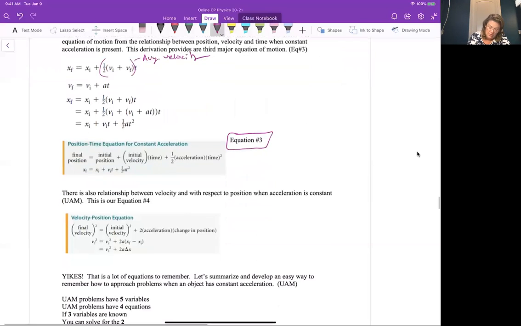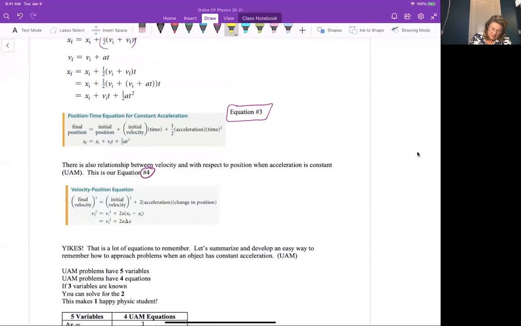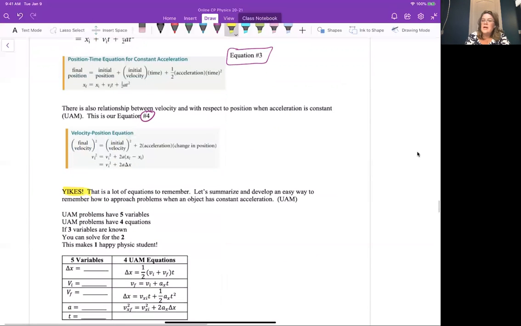And then we have another equation, which I'll call equation number 4, okay? And that's just taking some additional graphs and combining some more. And I'm not going to derive that for you because I don't know that it's of value to you. So my summary is, yikes, you're starting to have a whole bunch of equations that you have to use when we have constant acceleration. So this is my approach.